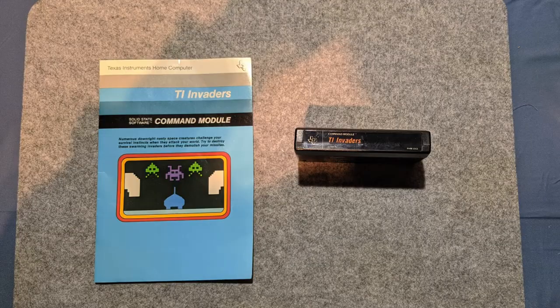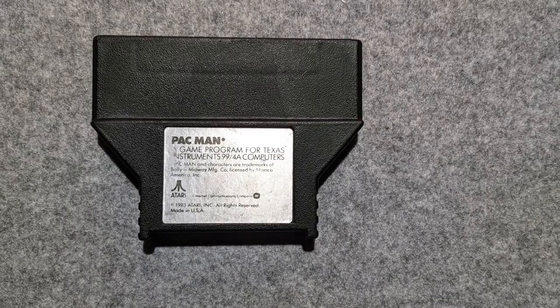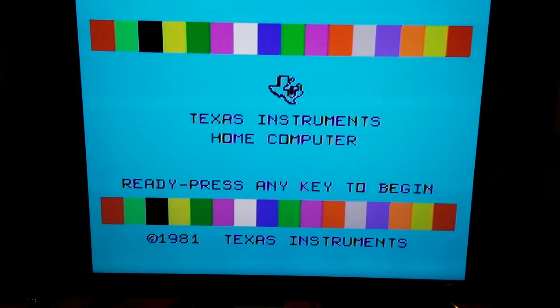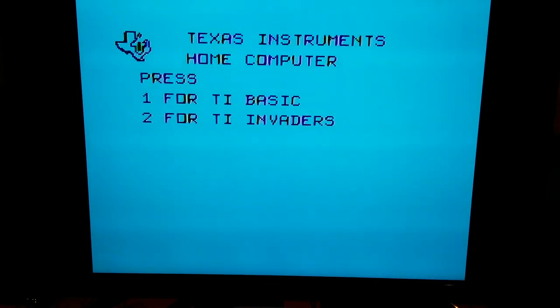Now there were other types of programming books as well, not just for the 4A, but for the Atari line of computers, Apple, Commodore, etc. I also have a couple of the cartridges. TI Invaders, super original name there, and Pac Man. TI Invaders is just a clone of Space Invaders that TI made themselves, whereas Pac Man is Pac Man. I mean, everyone knows what Pac Man is.